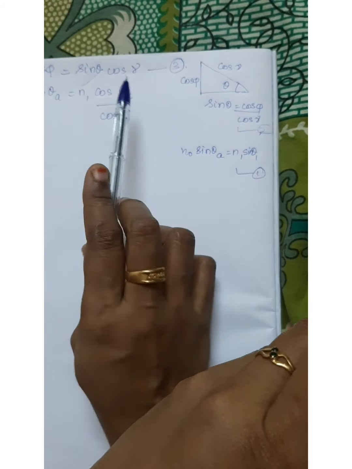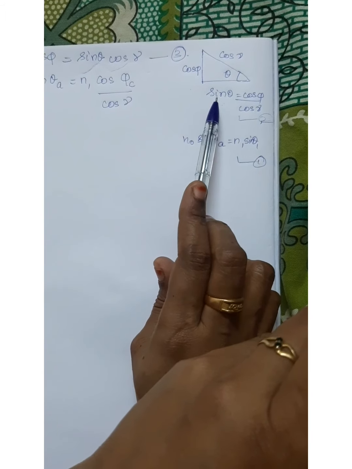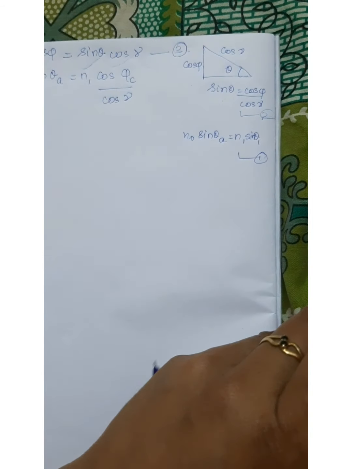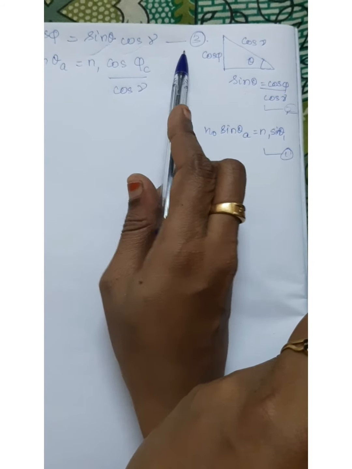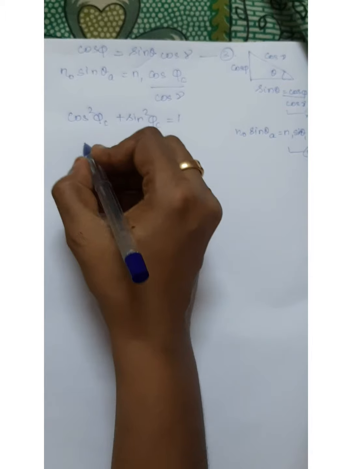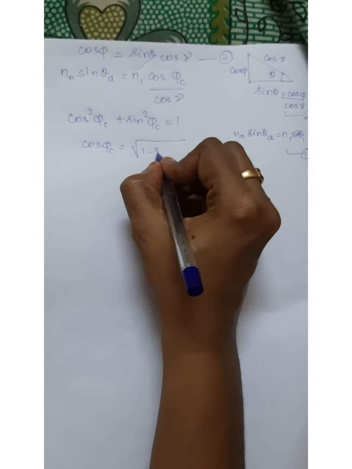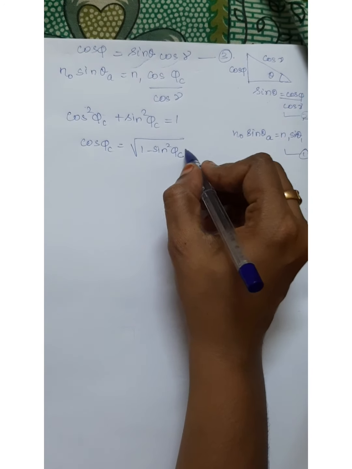From equation 2 you can calculate the value of cos phi. Sin theta equal to cos gamma. Take this as equation number 3. Sin squared phi c plus cos squared phi c equal to 1. So what is the value of cos phi c? That is equal to root of 1 minus sin squared phi c. Take this as equation number 4.